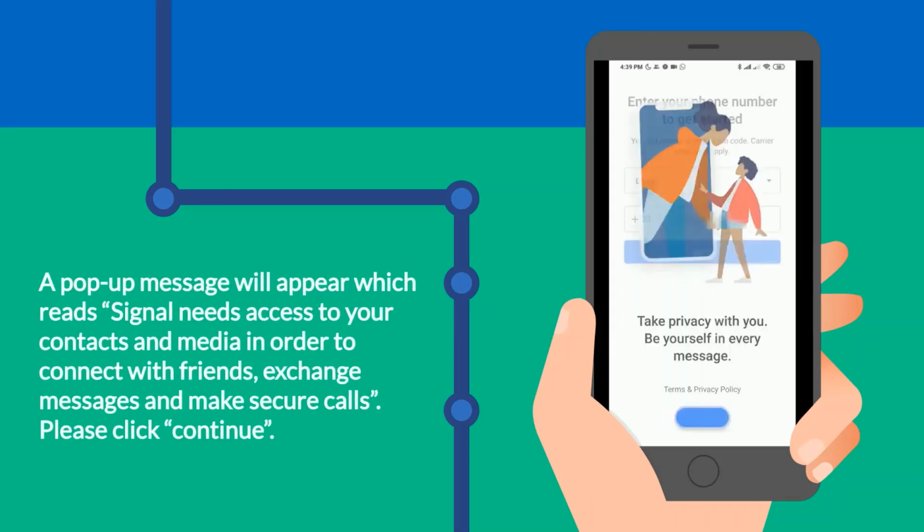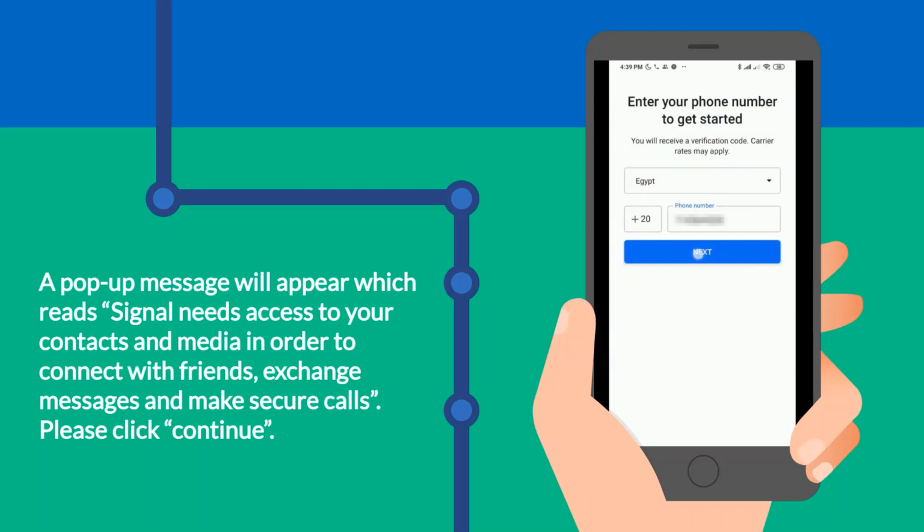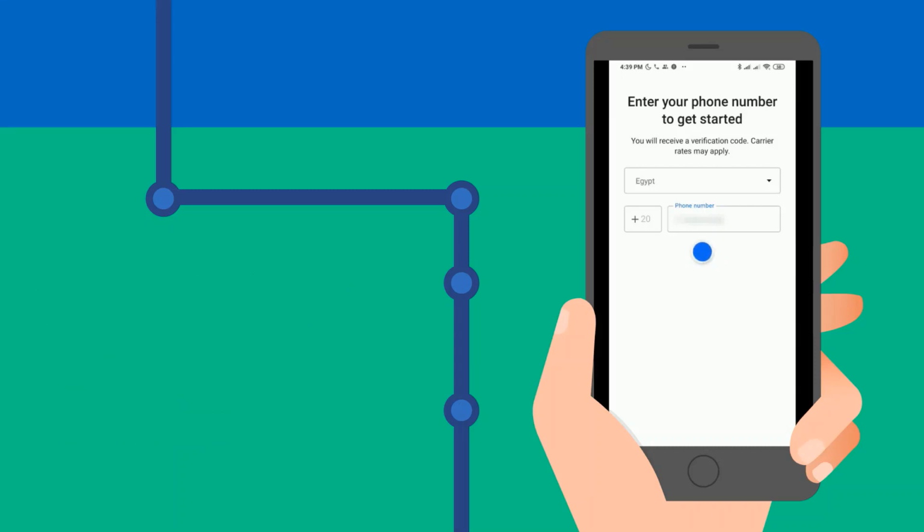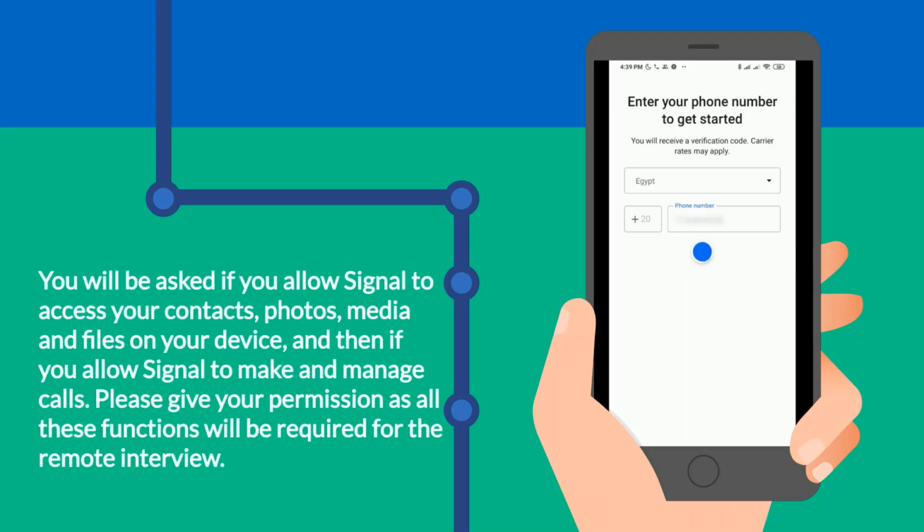A pop-up message will appear which reads, "Signal needs access to your contacts and media in order to connect with friends, exchange messages, and make secure calls." Please click Continue. You will be asked if you allow Signal to access your contacts, photos, media, and files on your device, and then if you allow Signal to make and manage calls. Please give your permission as all these functions will be required for the remote interview.